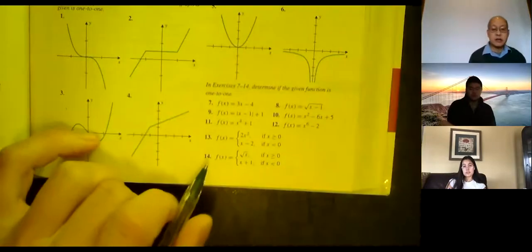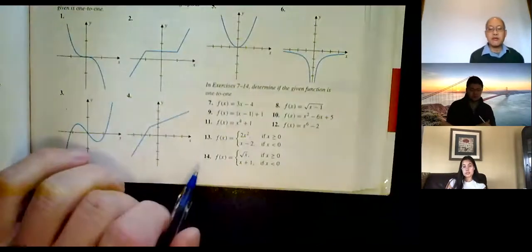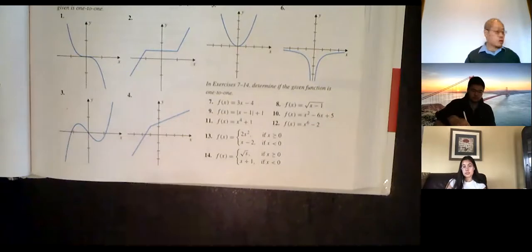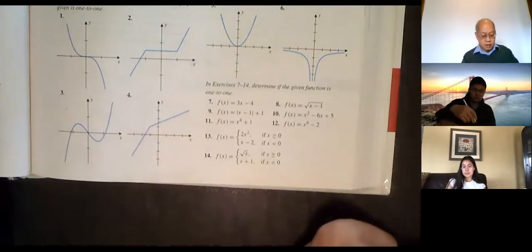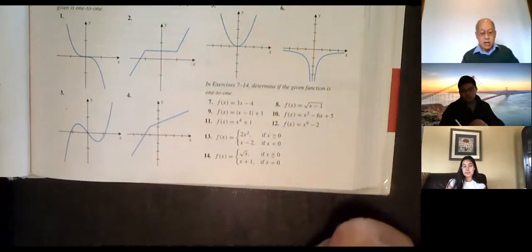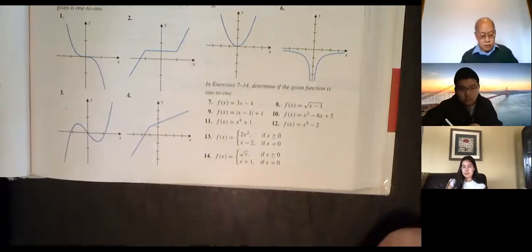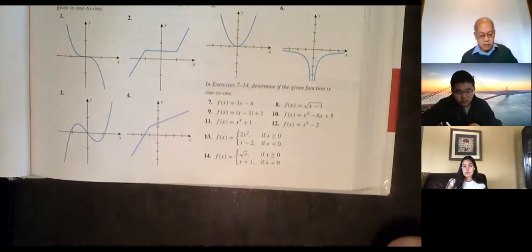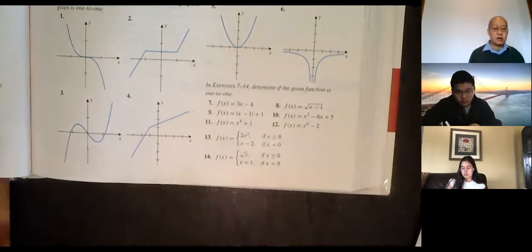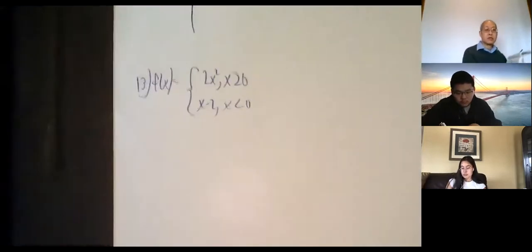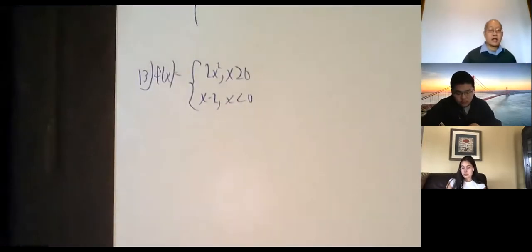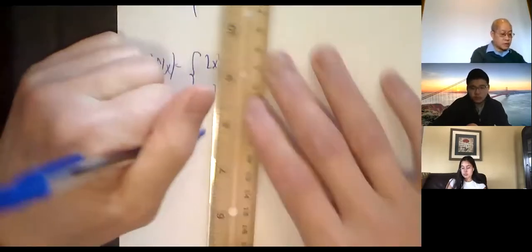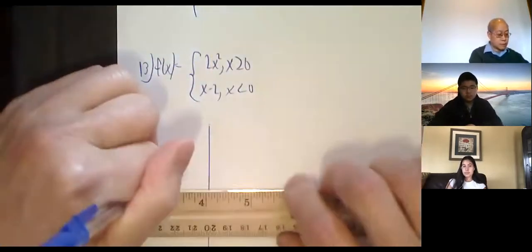Next one I want to show you was 13 because it's a piecewise defined function. Okay, so I'll show you the analysis for that. So for 13, is it 1 to 1? So we have 2x squared, x is greater than or equal to 0, x minus 2, x is less than 0. Okay, so let me show you this right here. Again, you don't need a very accurate graph, just a quickie graph. So just do something quick and dirty.